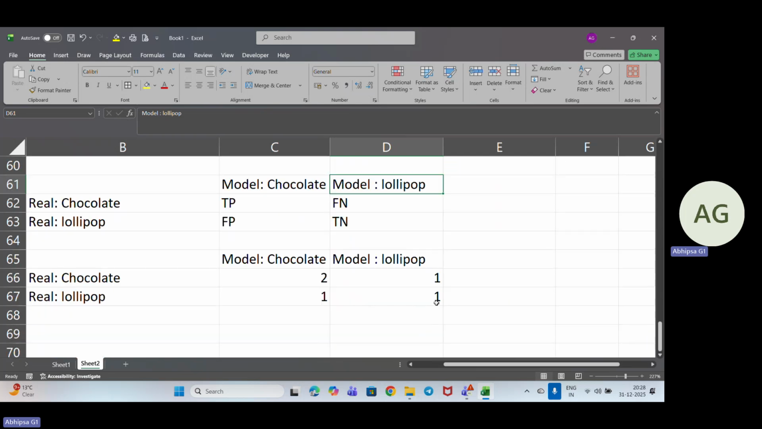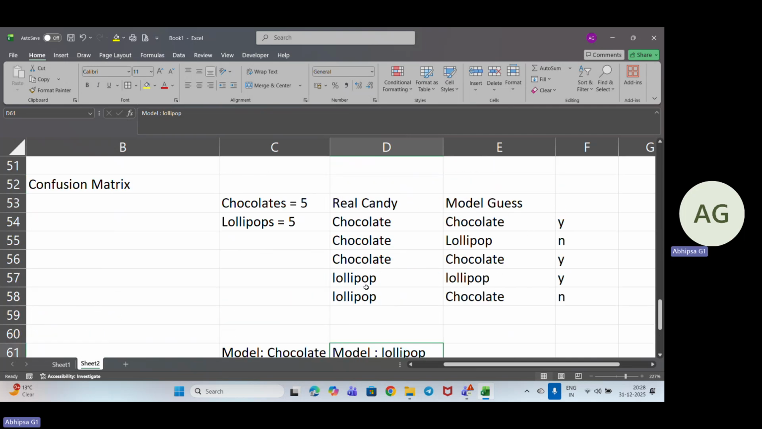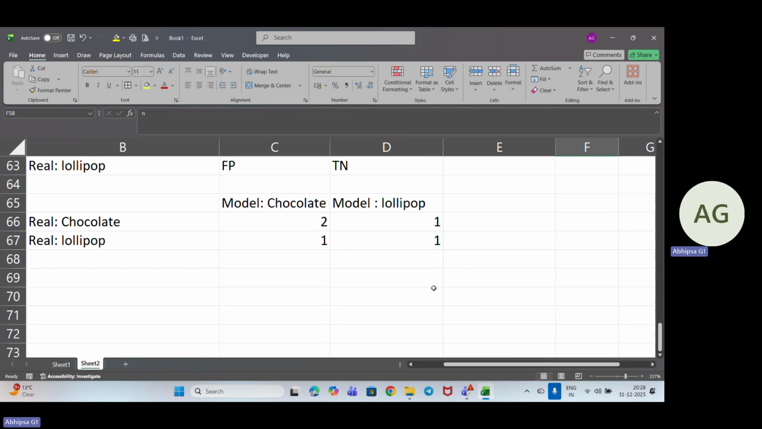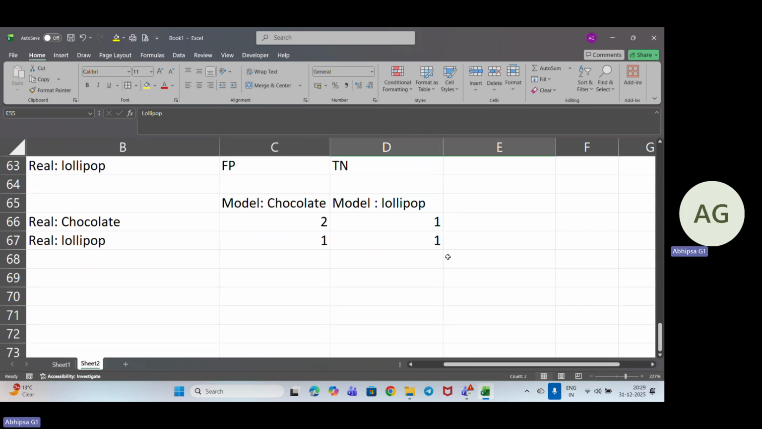So now false positive. False positive: the model said yes, but it was actually no. That is, the model guessed chocolate, but it was lollipop. Yes, this one. So it was N, right? So we have got one more here. FP means this position. And coming down to false negative, the model said no, but it was actually yes. The model guessed lollipop, but it was chocolate. So that's why we are getting the counts here like this. Okay. So this is a confusion matrix.